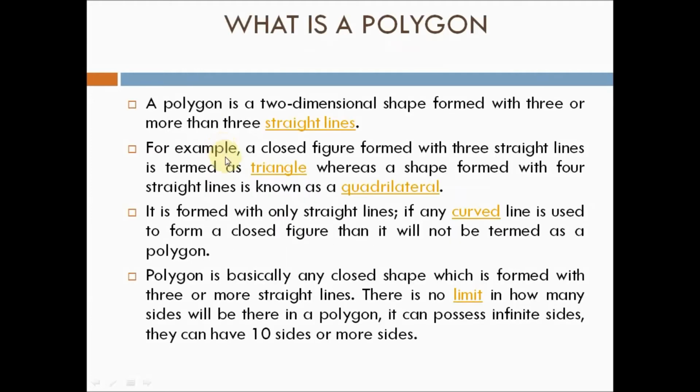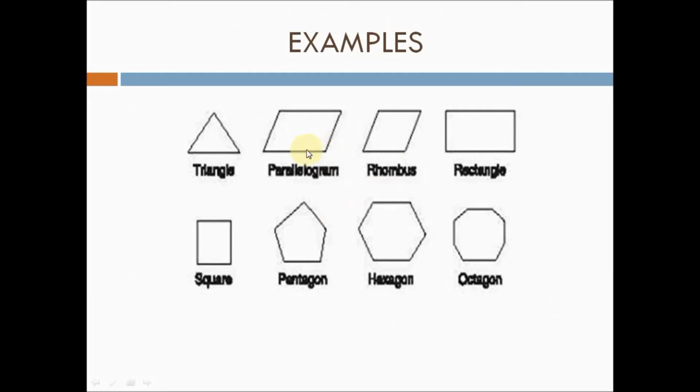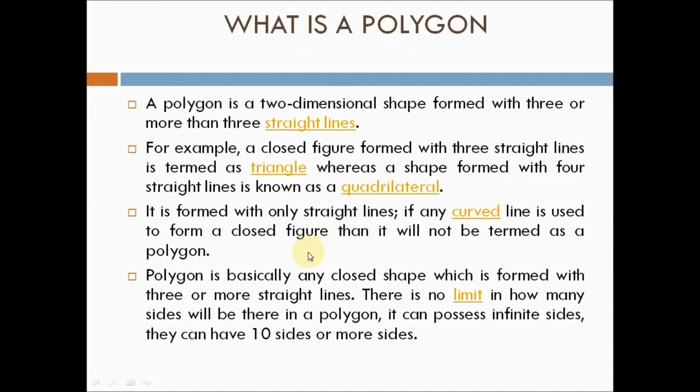One more important thing: in the same way, if you form a shape with four edges, it is a quadrilateral, or it can be a parallelogram, or a square. If 5 edges are used, it is a pentagon. If 6 edges are used, it is a hexagon, right? You observe here that all polygons are closed objects only. And the next thing, curved lines are not used to draw a polygon. You can't draw a polygon using curved lines. You need to draw a polygon using only straight lines, right?